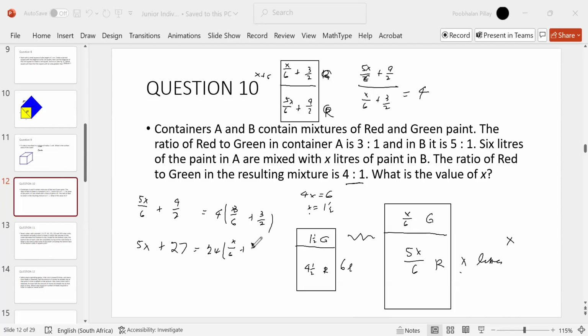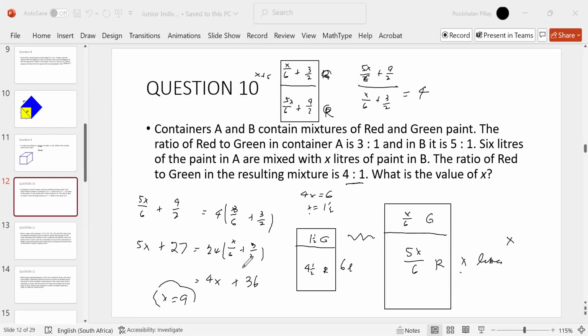Plus 3 over 2. Now this is okay. 24 times this is 4x. 6 goes into 24 4 times. And here you have 2 goes into 24 12 times, 36. So this gives you a very nice equation, and you can see that x is actually equal to 9.